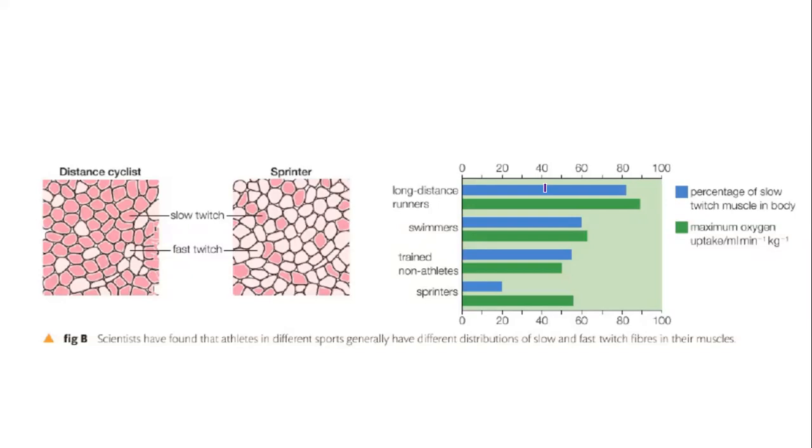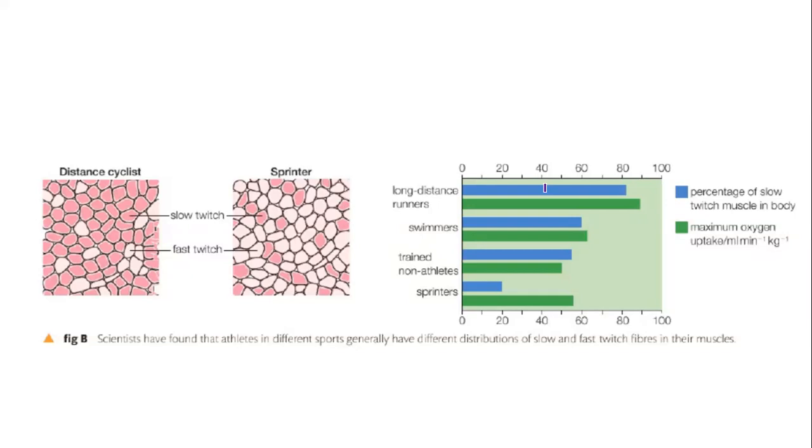The rich blood supply and high levels of myoglobin mean that they're deep red in color. Slow twitch muscles need glucose as a fuel. This is supplied by the network of blood vessels, and they can produce ATP as long as oxygen is available.